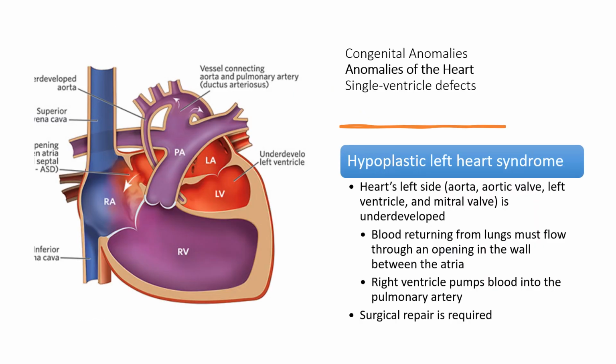Hypoplastic left heart syndrome, the heart's left side. The aortic valve, left ventricle, and mitral valve are underdeveloped. Returning blood flow from the lungs must flow through an opening in the wall between the atria. So we have everything going. Right ventricle's flowing well. It's flowing up here. Everything over here is not: the aorta's not flowing well, left ventricle's not flowing well, left atrium is not flowing well. Everything's going through here. This is another one where the ductus arteriosus is huge. The right ventricle is flowing both to the left and right pulmonary arteries, and then also to the aorta. The right ventricle is doing all the work.